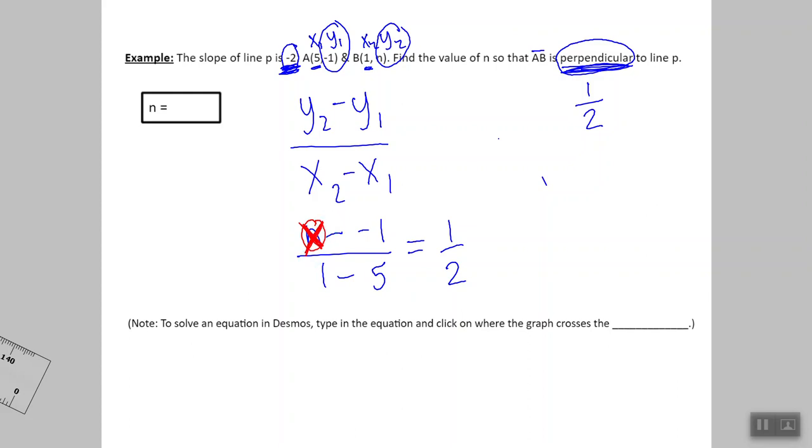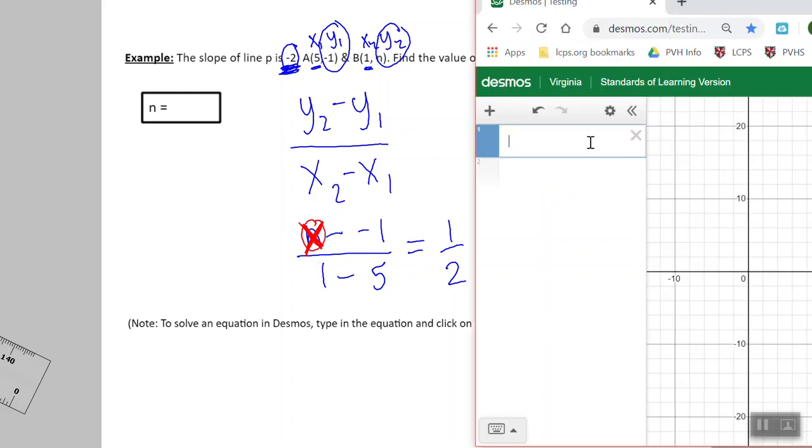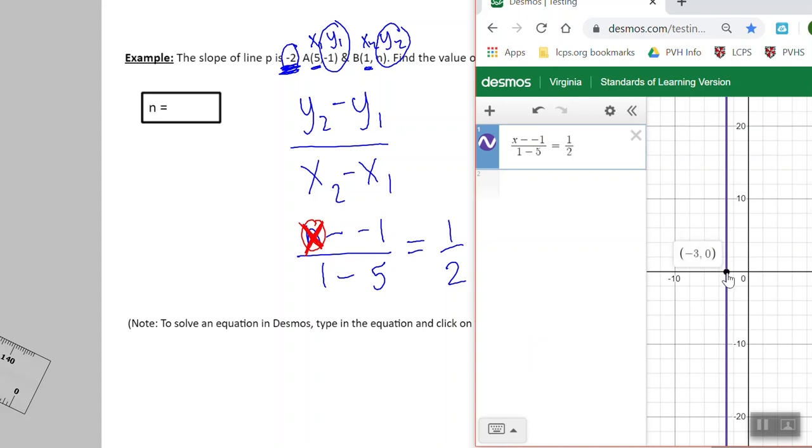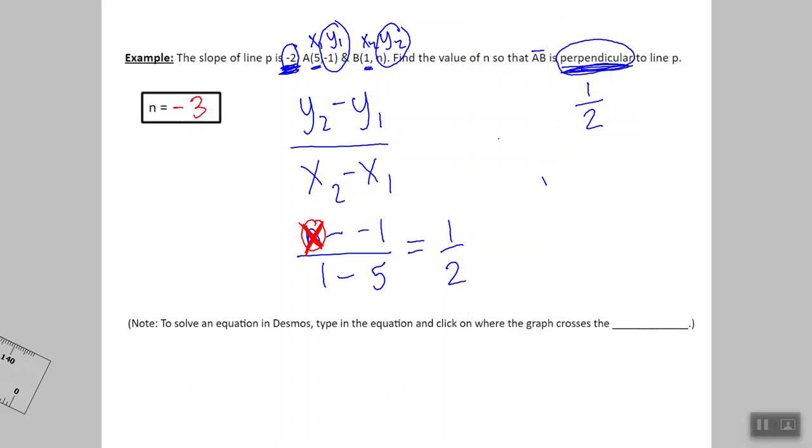Let's go to our Desmos calculator now. I start by typing the divided by key to get a fraction, and then I type x minus -1, just like I wrote, over 1 minus 5, just like I wrote, equals 1/2. My solution will be shown in the graph by where the line crosses the x-axis, and it's that x value, -3. So as a reminder, to solve an equation in Desmos, type in the equation and click on where the graph crosses the x-axis.